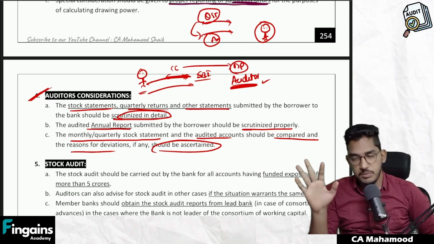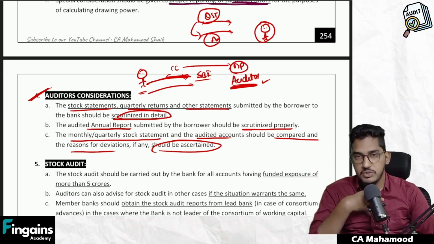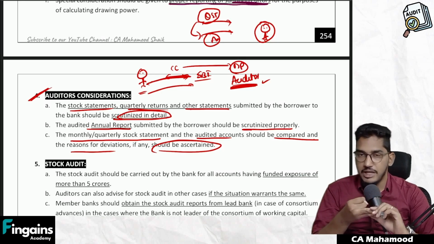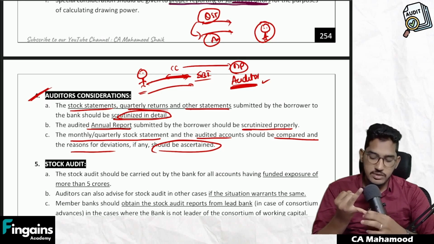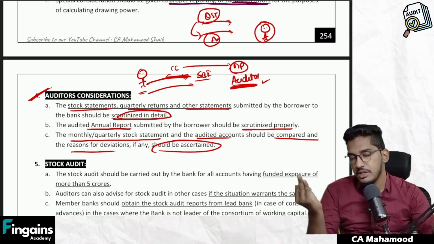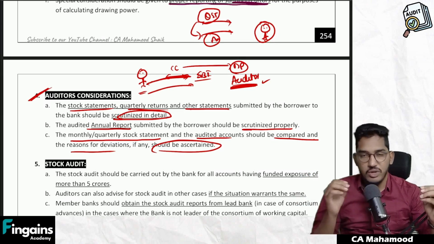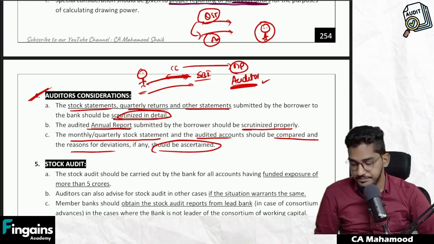Whatever documents the borrower has submitted for the purpose of getting that loan, for the purpose of determining the drawing power, all that you have to verify. And at the end of the year, that person will also submit annual audited accounts. That also you get a copy. You check whether quarterly stock statements are matching with these annual accounts. If you find any deviation, report it to the management, or you try to investigate further whether drawing power has been calculated properly or some deviations are there.